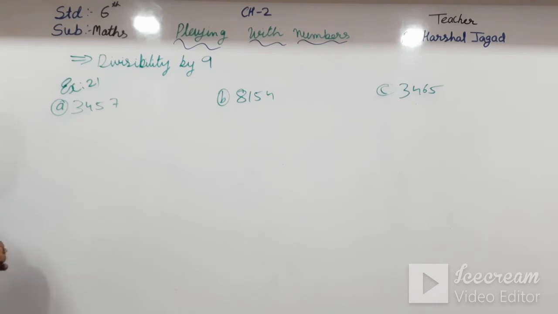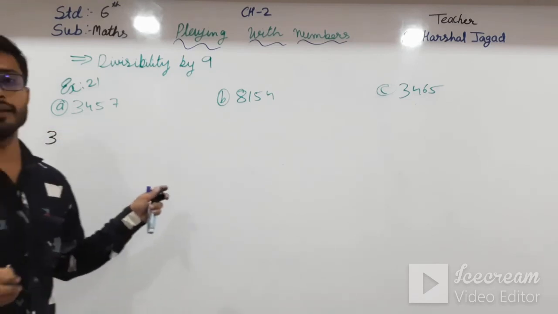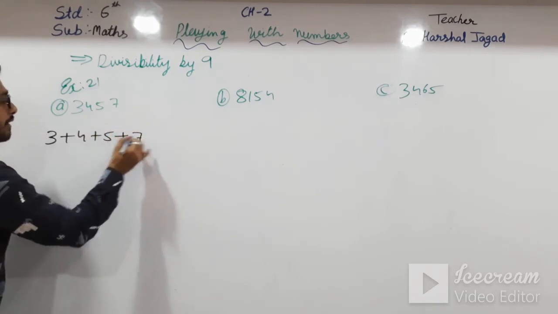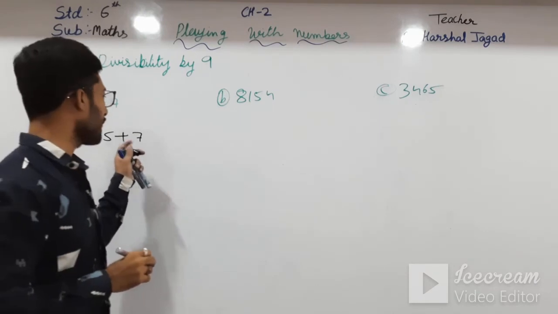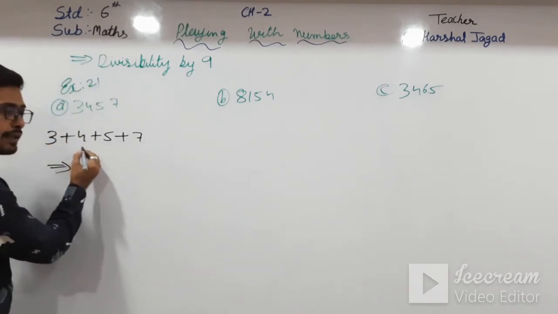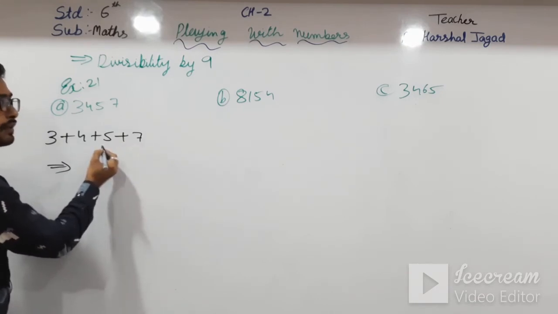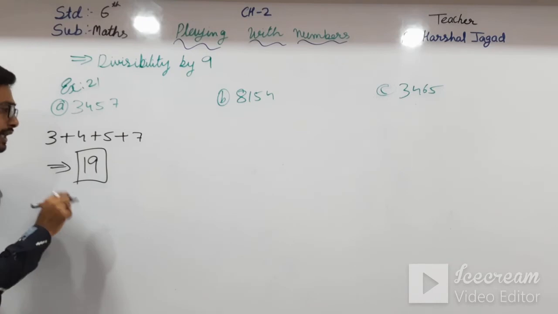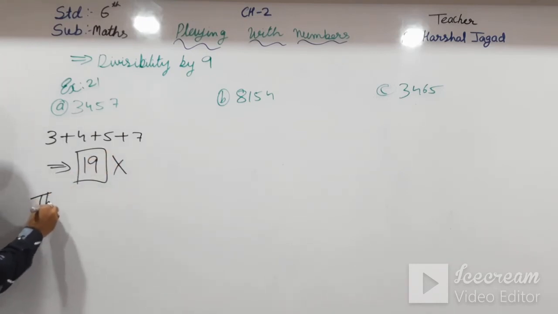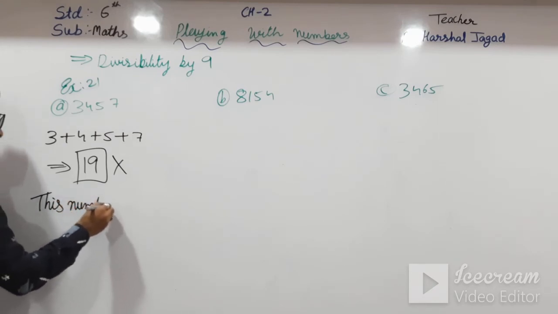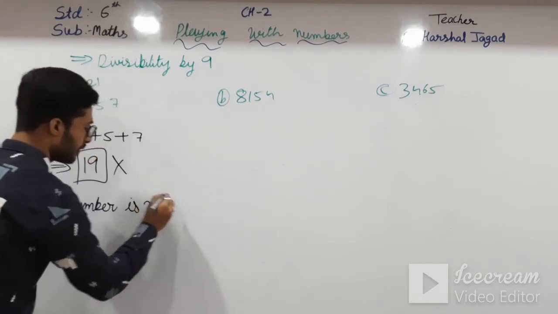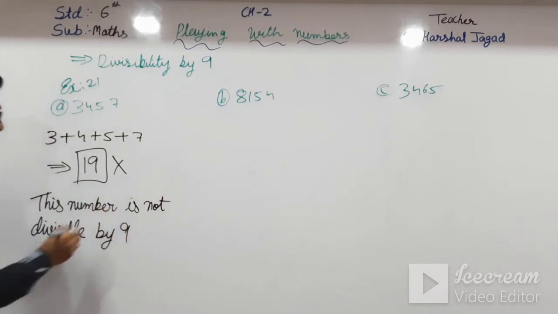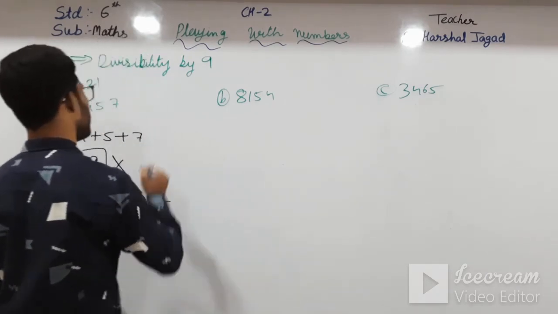See here, we have to do the total, as we do in the divisibility by 3. So 3 plus 4 plus 5 plus 7. 3 plus 4 is 7. 7 plus 7, 14. 14 plus 5, 19. So is this digit total divisible by 9? No, it is not divisible by 9. So this number is not divisible by 9.